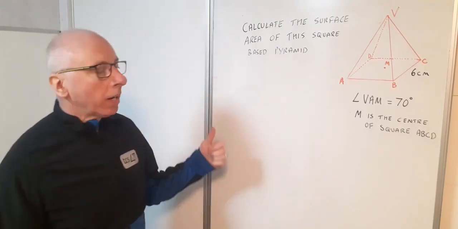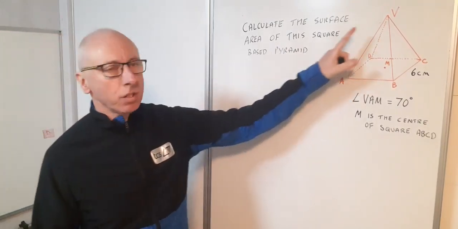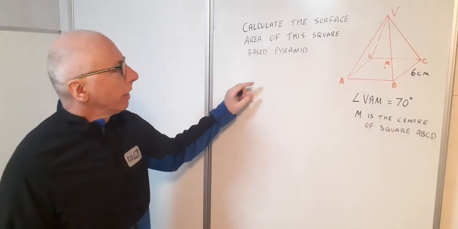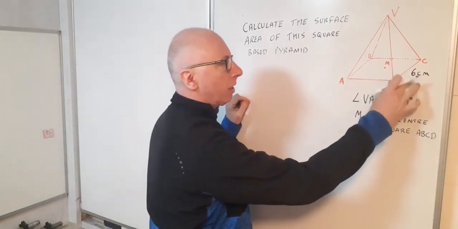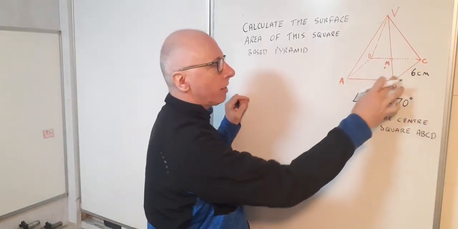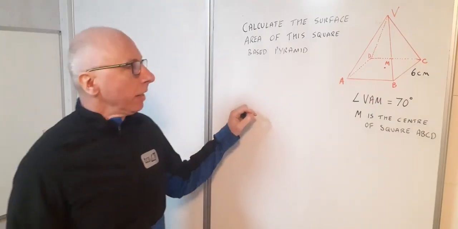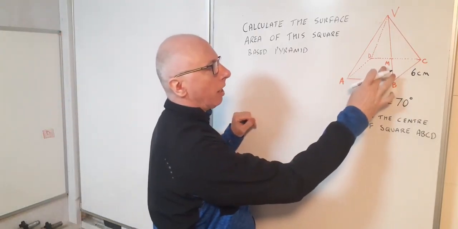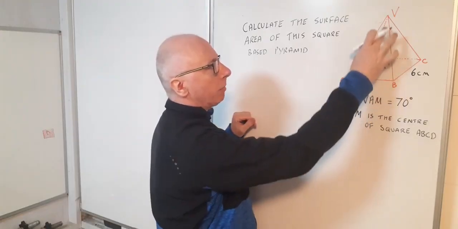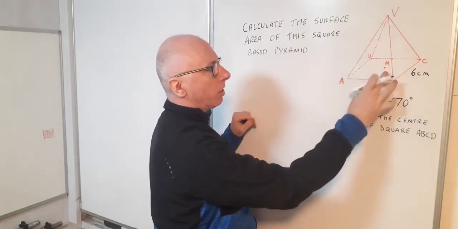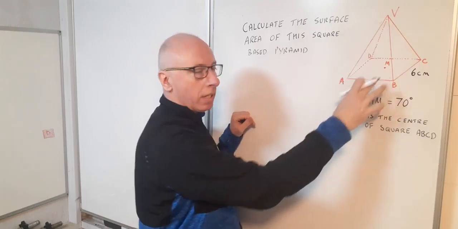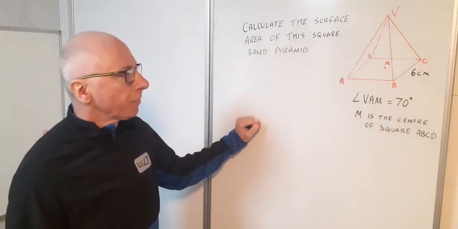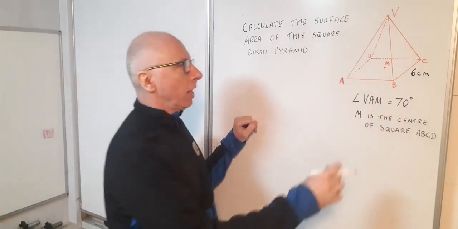So in this video we're going to calculate the surface area of this square base pyramid. Now the base of the pyramid obviously is a square with sides 6 centimetres. Now important details are that if you draw a perpendicular line from the base, point M, to V, which is the vertex, you get a right angle. So this M is the centre of the square. So that's a really important fact.